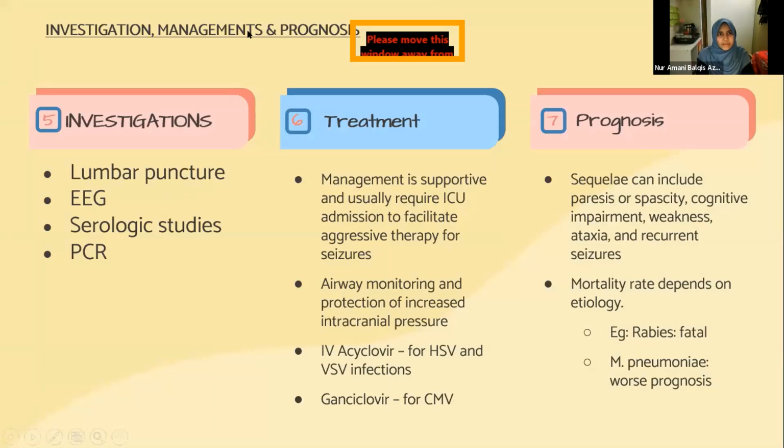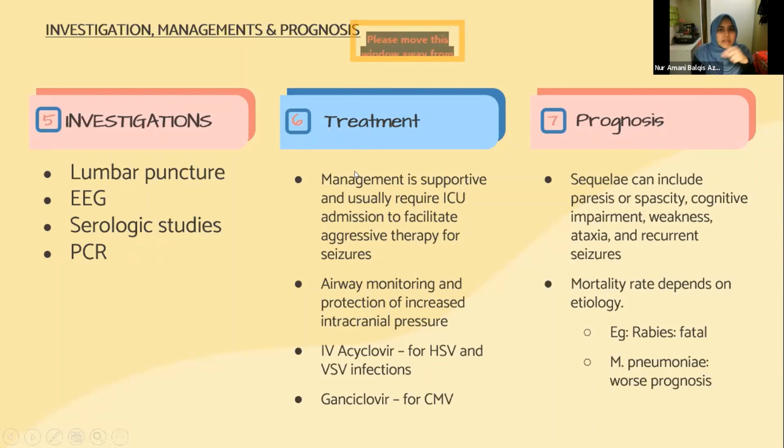So what investigations can be done in case of encephalitis? Lumbar puncture and then imaging of the brain. And then we can also do serologic studies, to detect any antibodies against a specific virus, and also PCR.